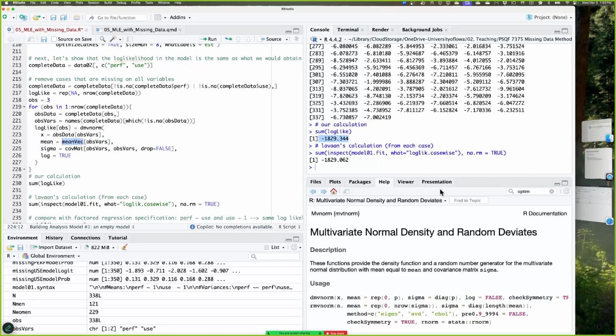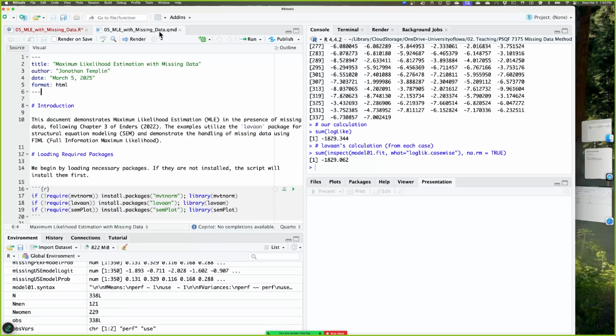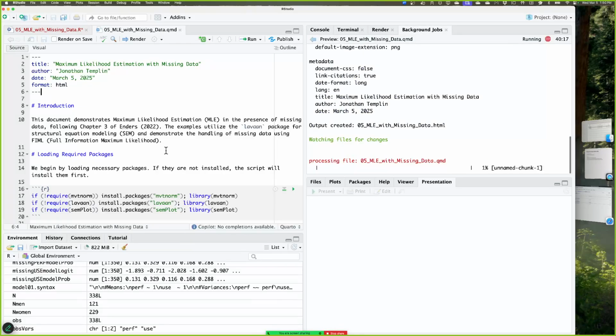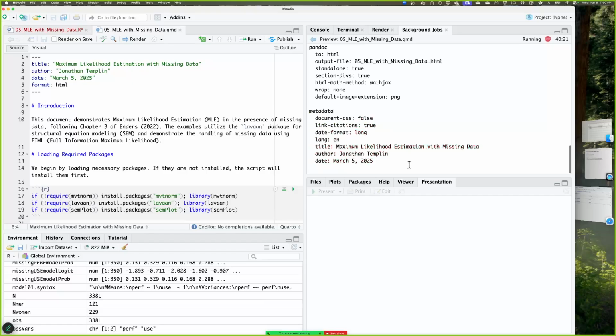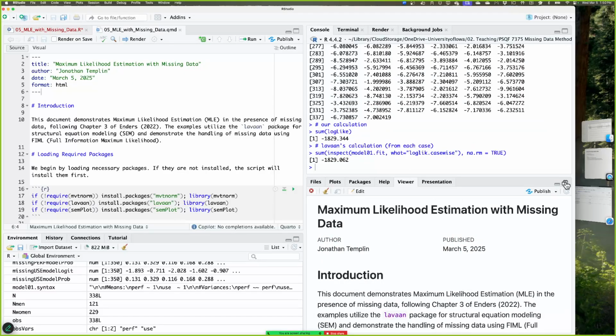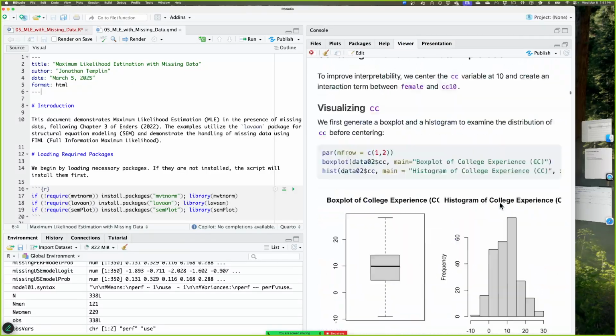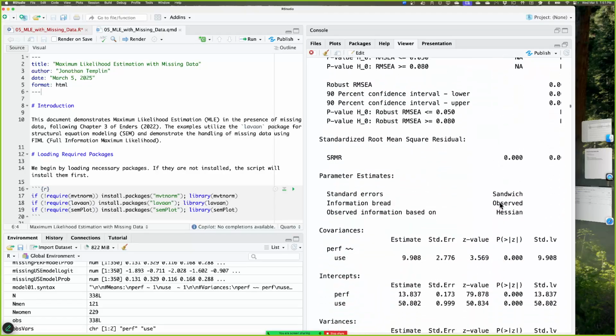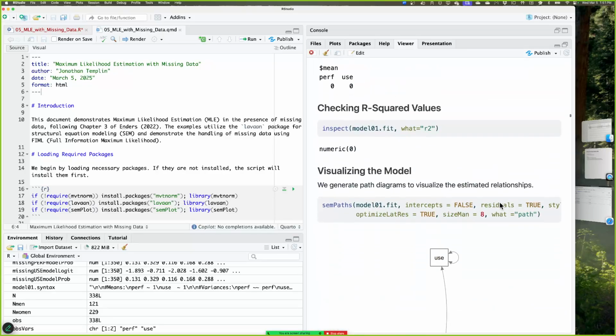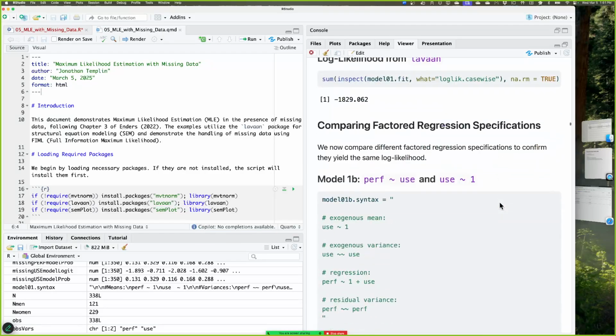Questions on any of this? How's this sitting? Does it make sense mostly? Okay. If it doesn't, I'm happy to answer any questions you have. Let me move to this part here.